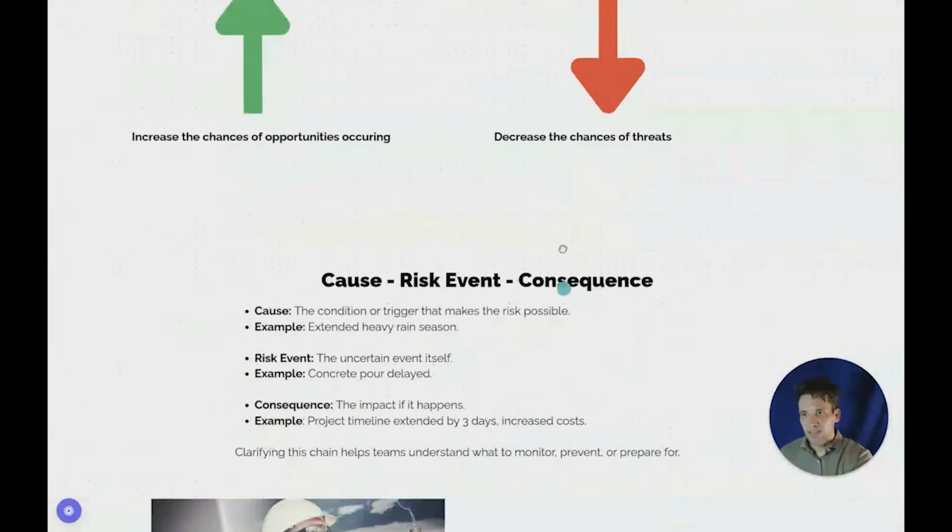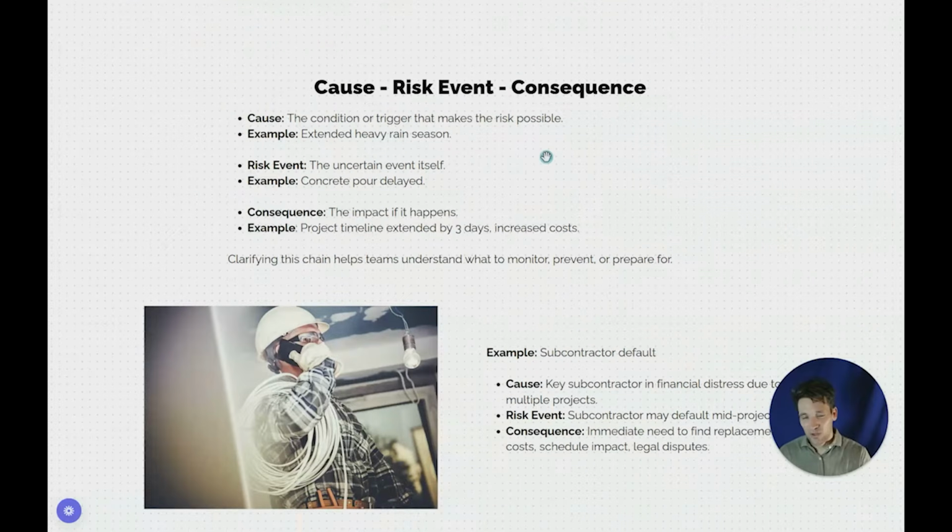Okay, the next thing I want to talk about is basically defining some of these key terms around risk. So we've got a cause, a risk event, and a consequence. A cause is a condition or trigger that makes the risk possible. For example, extended heavy rain could be a cause of our inclement weather risk. The risk event is the uncertain event itself. For example, the concrete pour being delayed because of the poor weather. And the consequence is the impact on project objectives if it happens. So, for example, if excess heavy rain, the cause, delays our concrete pour, the event, then the consequence would be the project timeline extended by 3 days. Clarifying and understanding these definitions helps you understand a bit more about risk management.